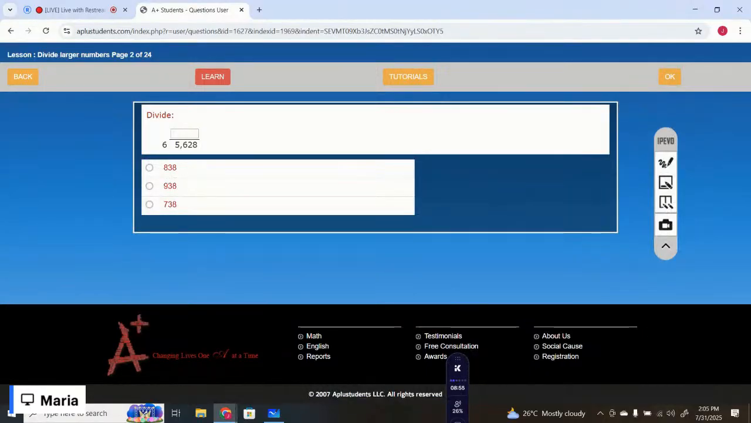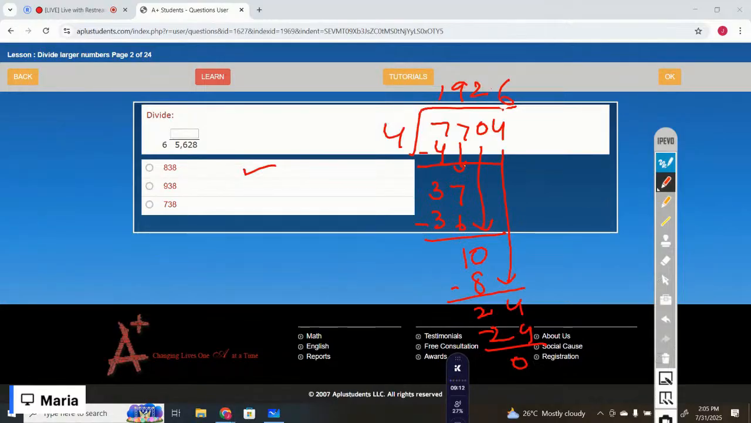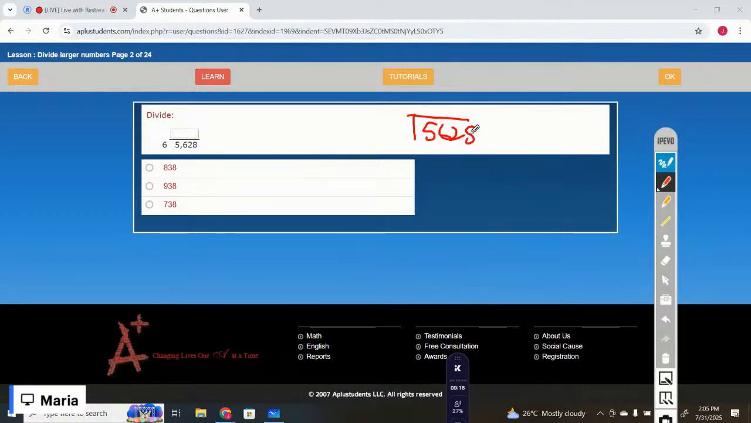Okay, the next one is 5628. Let's just divide it by 6. So we cannot divide 5 by 6, right? Because 5 is smaller than 6, we always divide a greater number by the smaller number, right? So let's just make it a two-digit number, that is 56.